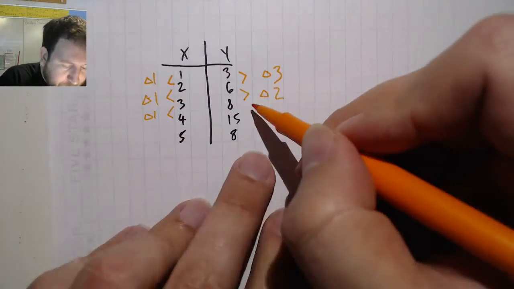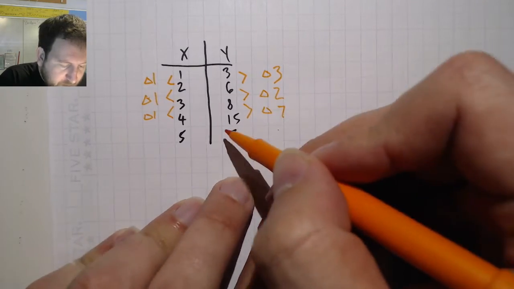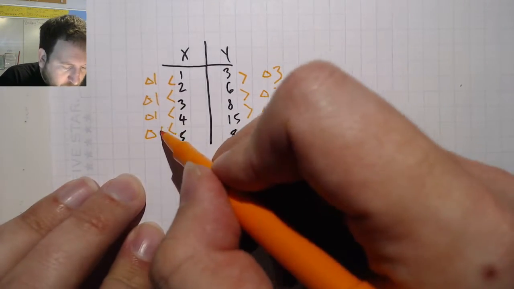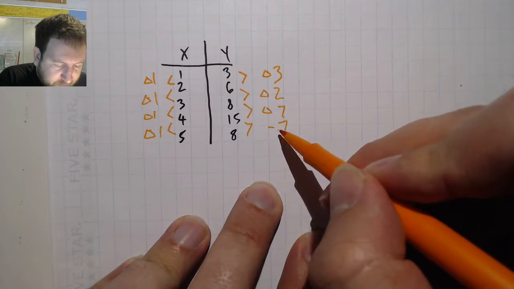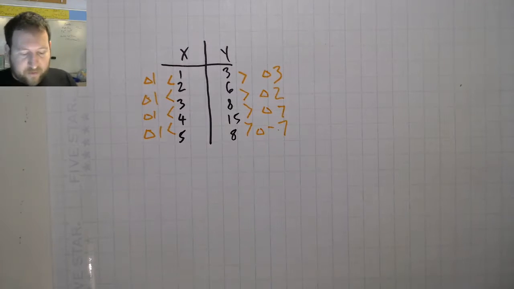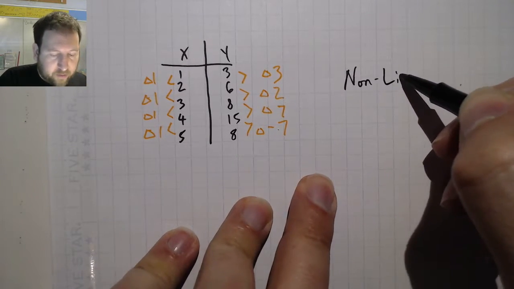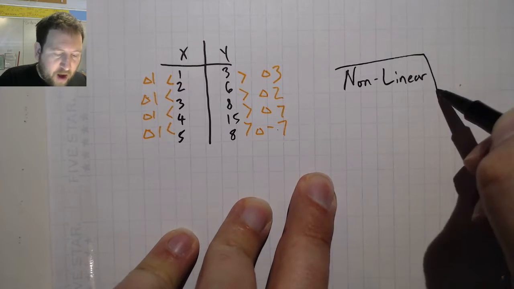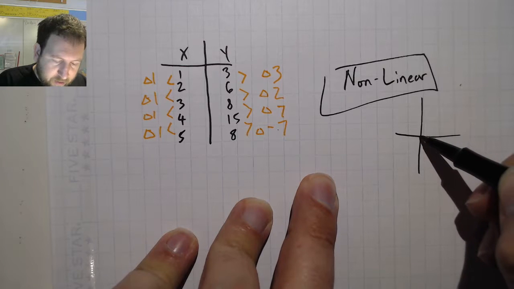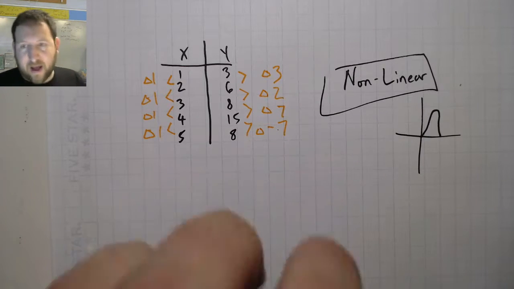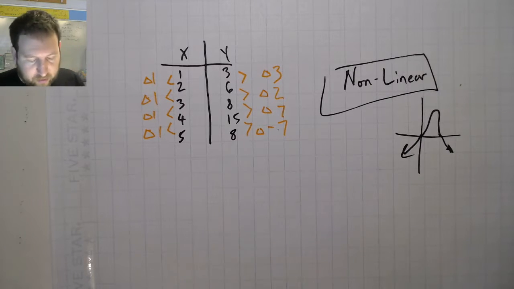Change of 1 again. This time I have a change of 7. Change of 1. And this time I have a change of negative 7. Okay, so this is definitely non-linear. If I graphed this, it would probably look something like that. And that means it would kind of go on in those directions.